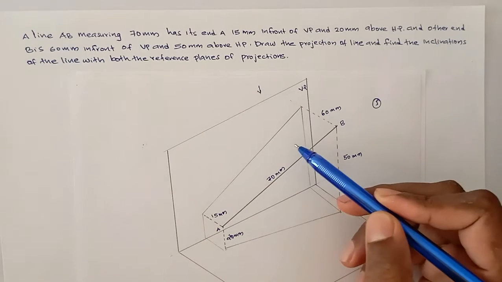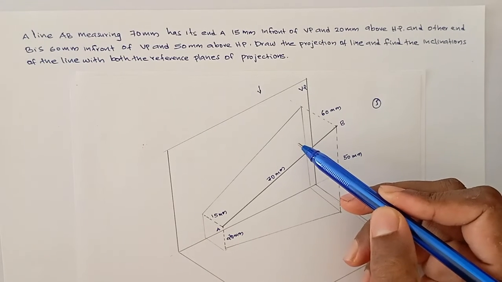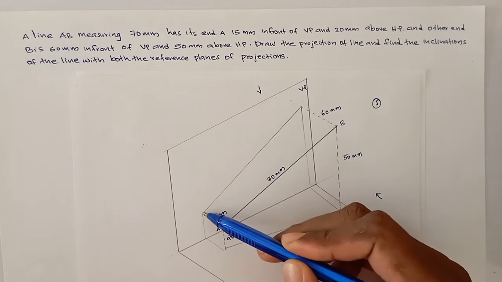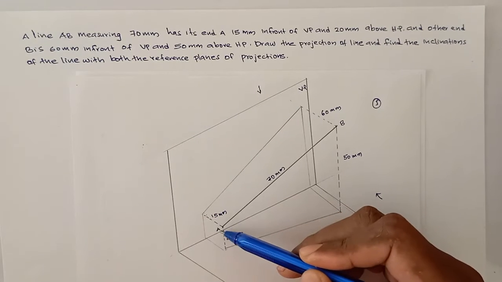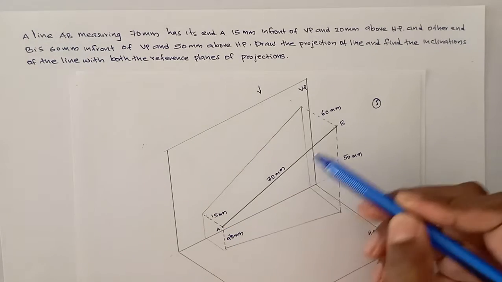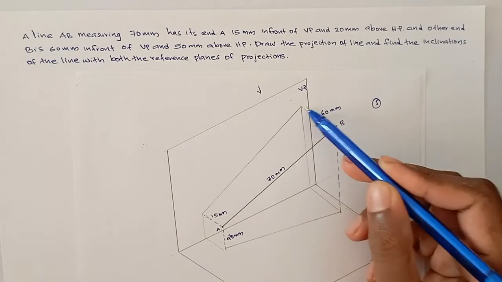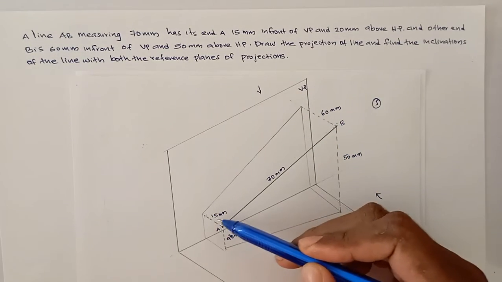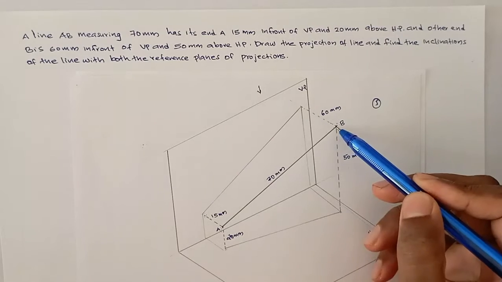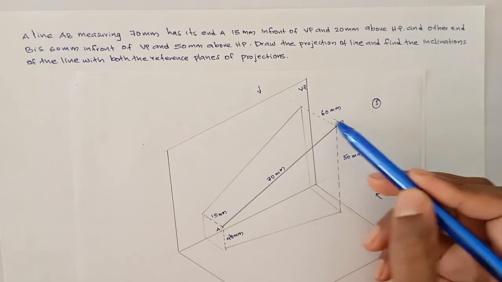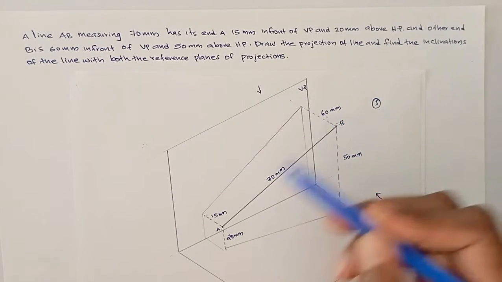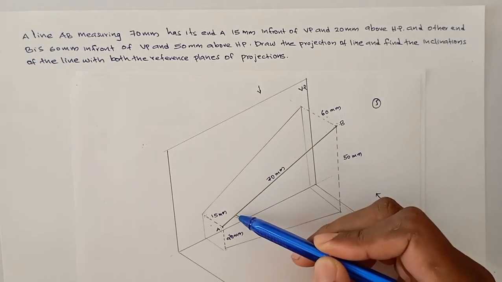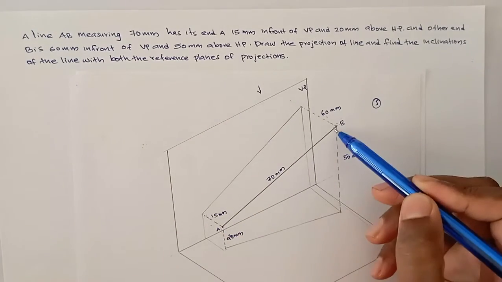Is the line parallel to VP? No, the line is not parallel to VP. See here, the distance of A from VP is 15 mm. If it's parallel to VP, this must be 15 or this must be 60. That means both the endpoints' distance from the VP must be the same. This is 60, this is 15. That means the line is inclined to VP. So the line is inclined to VP.